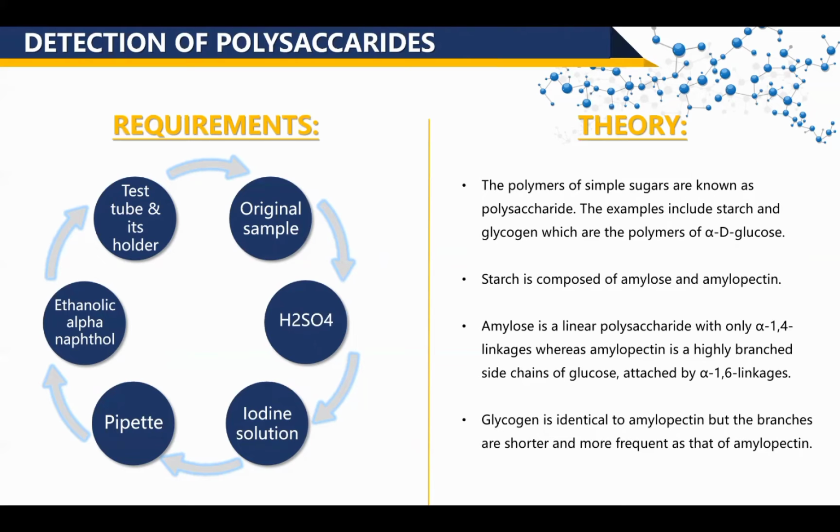polysaccharides are polymers of simple sugars. The examples include starch and glycogen, which are the polymers of alpha D glucose. Starch is composed of amylose and amylopectin. Amylose is a linear polysaccharide with only alpha 1,4 linkages, whereas amylopectin is highly branched, with side chains of glucose attached by alpha 1,6 linkages. Glycogen is identical to amylopectin, but the branches are shorter and more frequent than those of amylopectin.